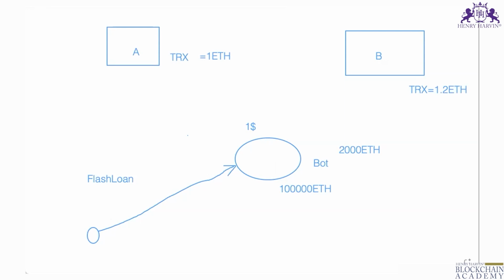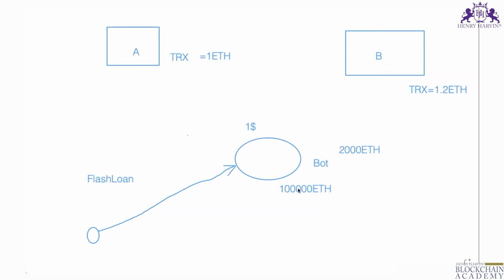Now you are having 10,000 Ethereum. This bot is having 10,000 Ethereum. Using this 10,000 Ethereum, you can do this transaction and make a 2,000 Ethereum profit. Now, 2,000 Ethereum profit in your hand, plus the 10,000 Ethereum you originally borrowed.